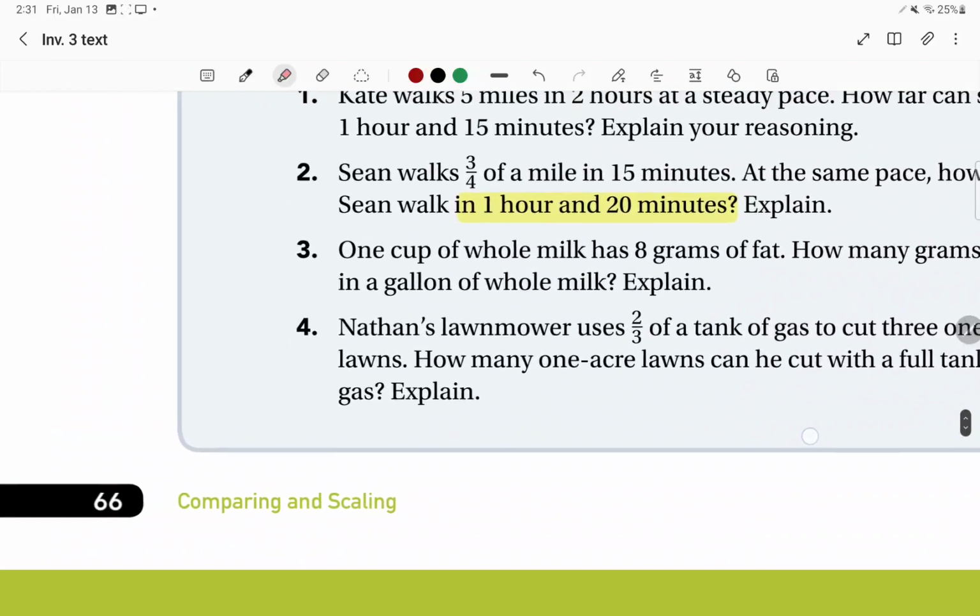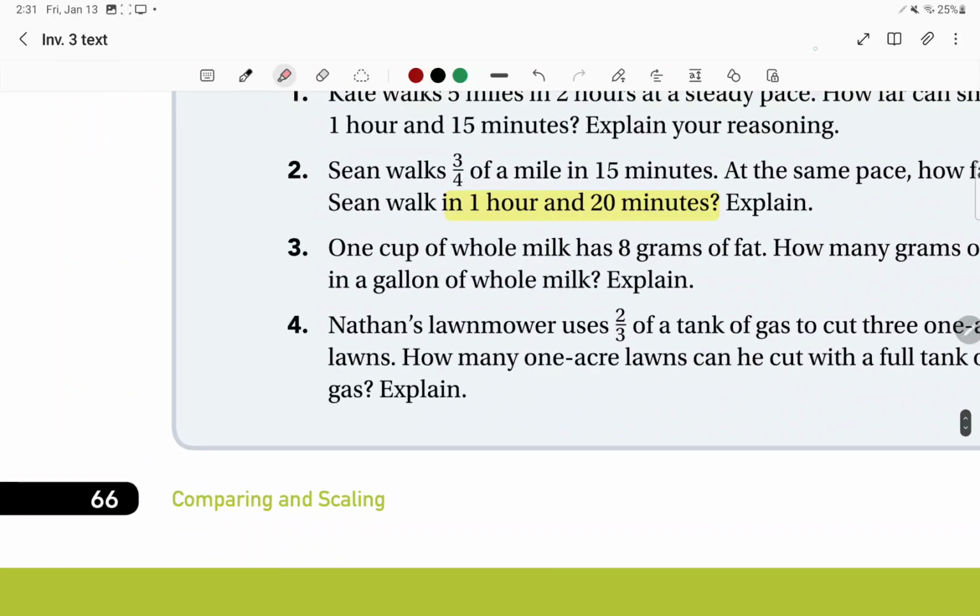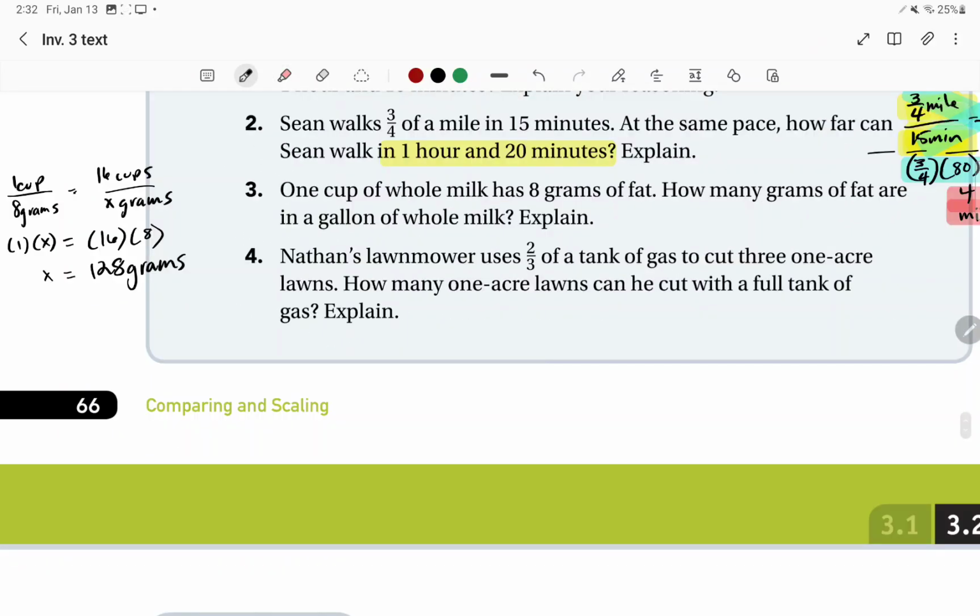On number 3, let's take a look at this one. So 1 cup of whole milk has 8 grams of fat. How many grams of fat are in a gallon? So let's look at this. First of all, you notice 1 cup to 8 grams. And then it says 1 gallon of whole milk. Well, looking at my conversion table, I know 1 gallon and 16 cups are equivalent. So how many cups to X number of grams?